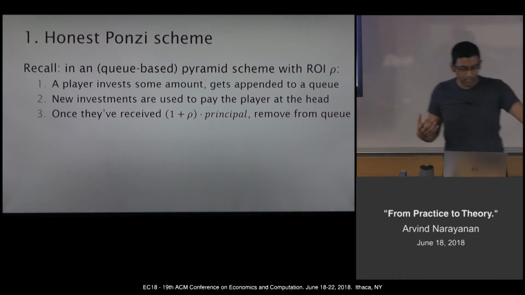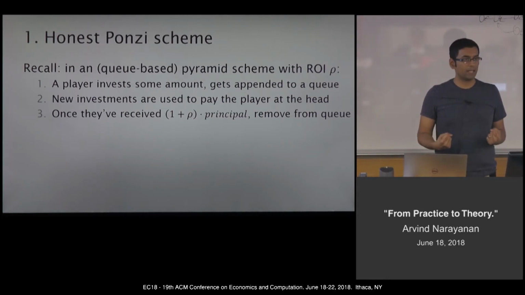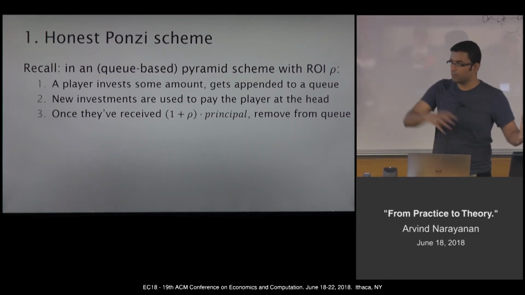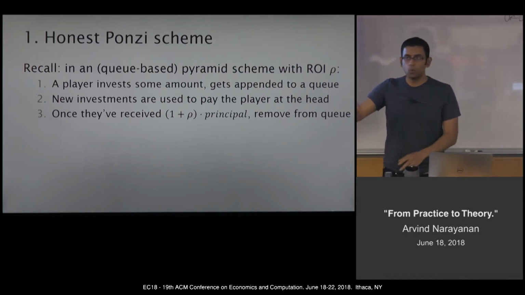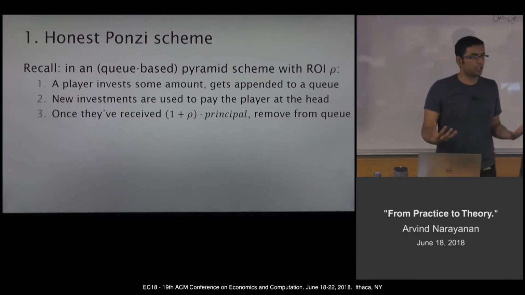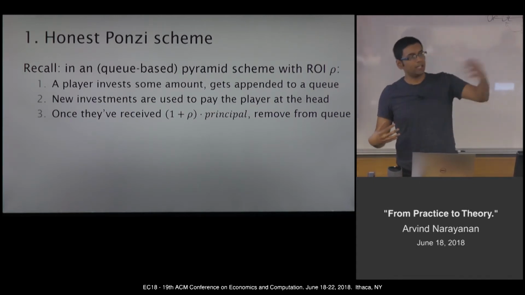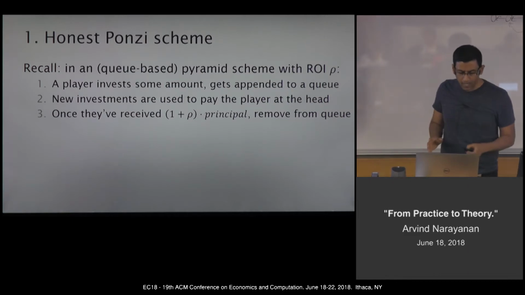And then somebody else, let's say Alex, pays me $5 to participate in the Ponzi scheme. I'll put him as well in the queue and pay those $5 back to Matt. And I'll keep paying Matt. When Matt has received $15, because I promised a 50% return, then I'll remove Matt from the queue, and then the next person in the queue will start making money. Yeah? So that's a Ponzi scheme.